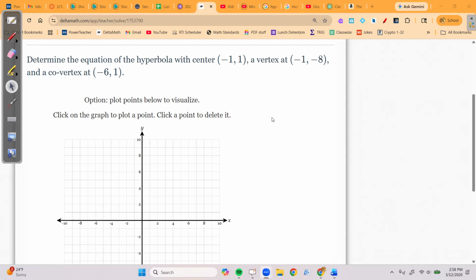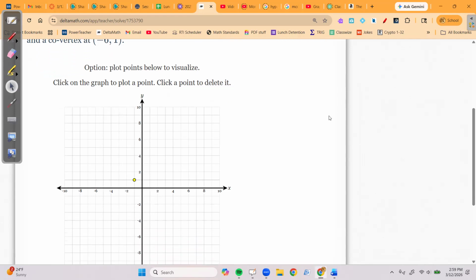So for stuff like this, I know the hyperbola has a center at (-1, 1), so I'm going to click this (-1, 1). And then I know it has a vertex at (-1, -8), so I'm going to head down to (-1, -8). So what do I already know right now? I know A. What's A? You want to try that again? So I know already, based on this, that the center is here and the vertex is way down here, A is 9.